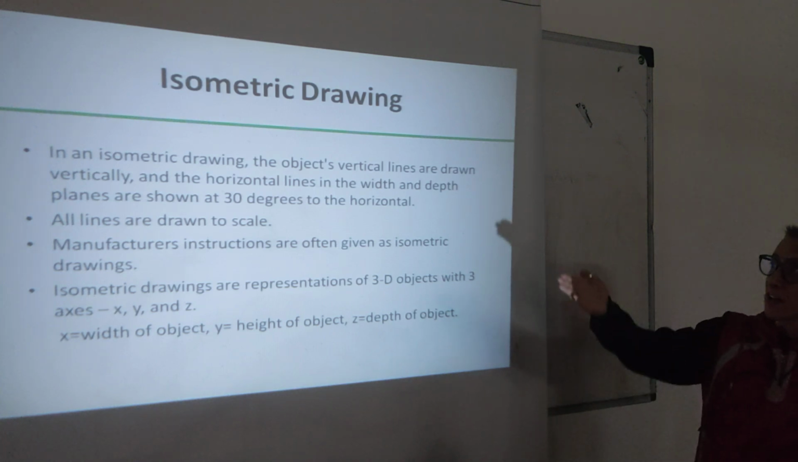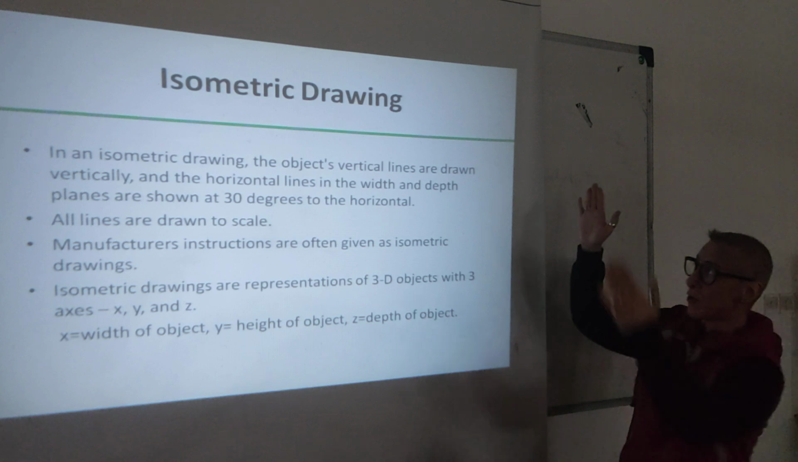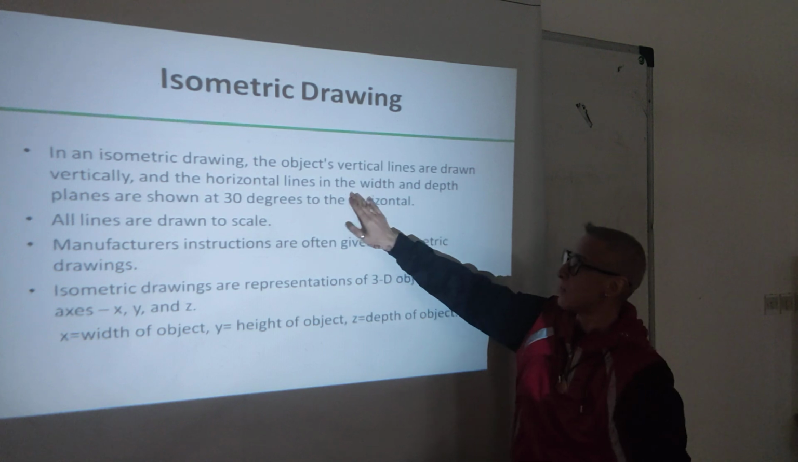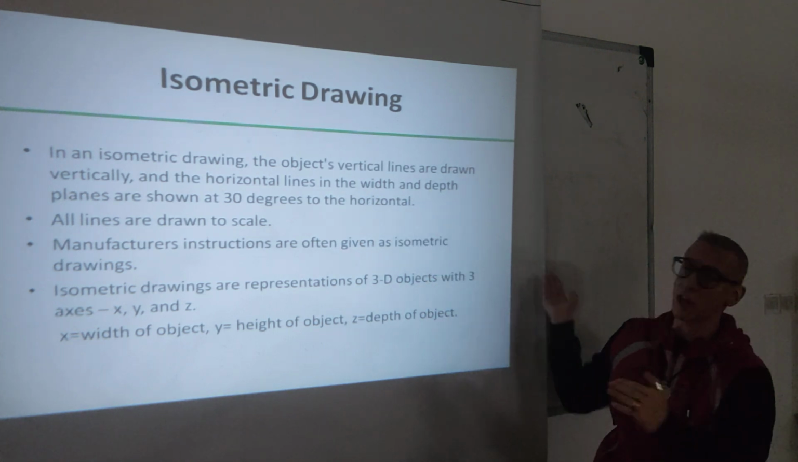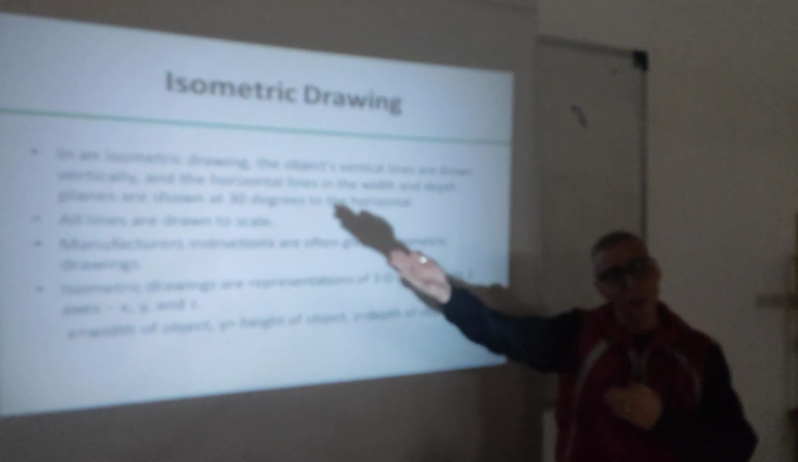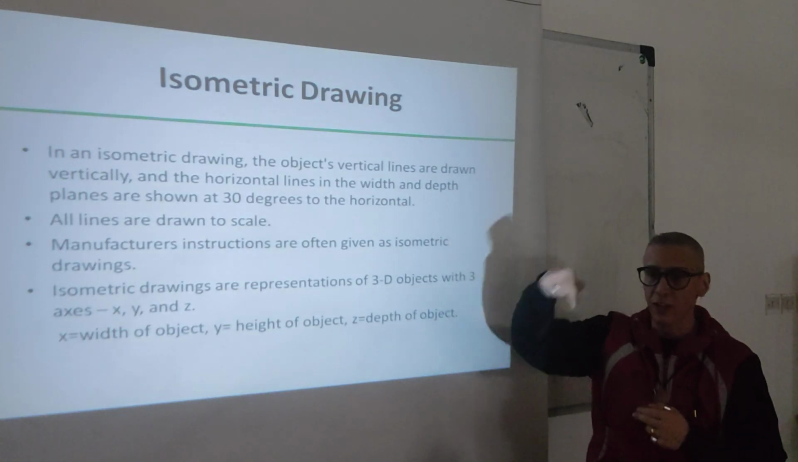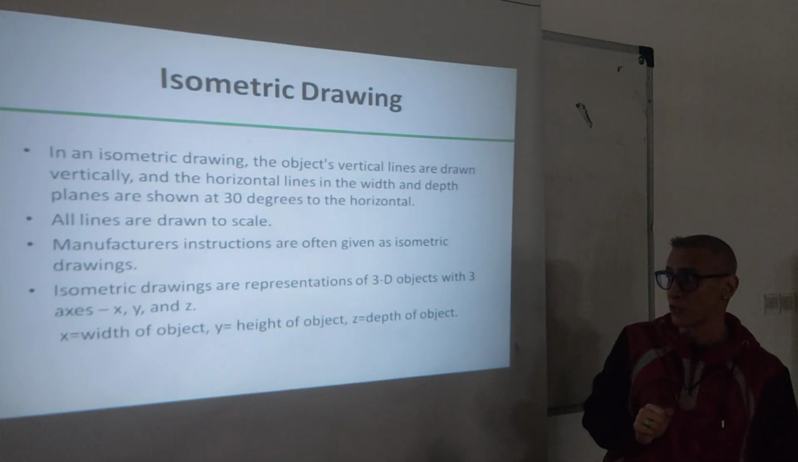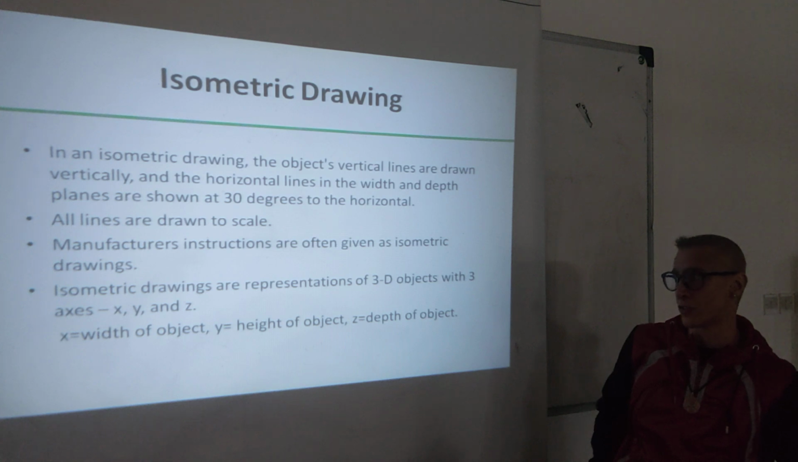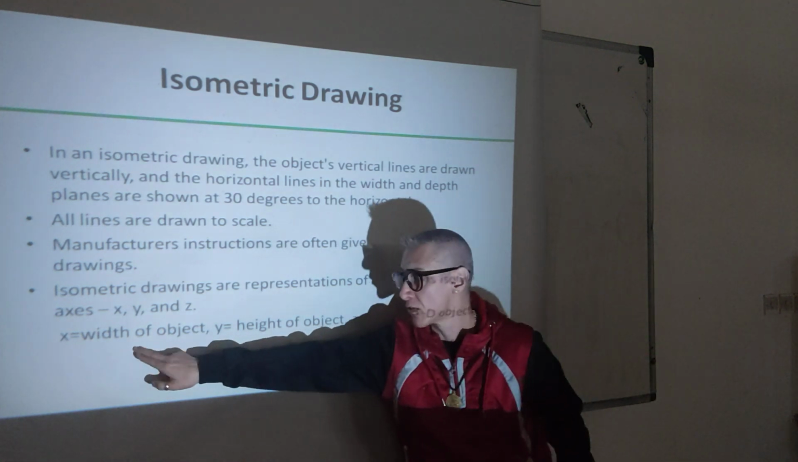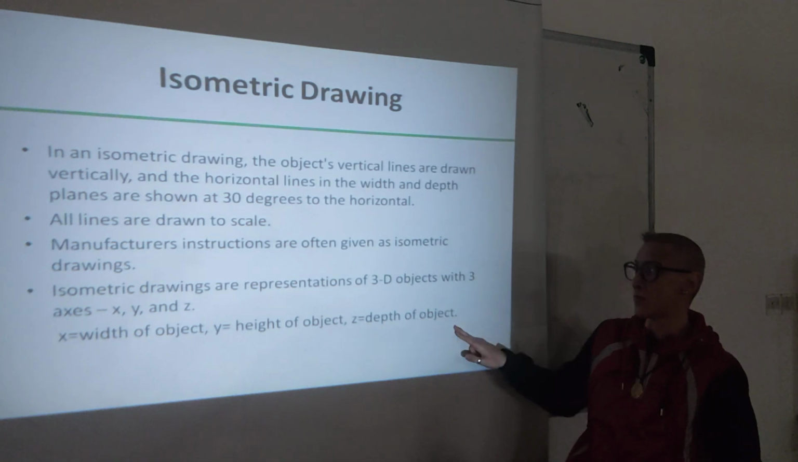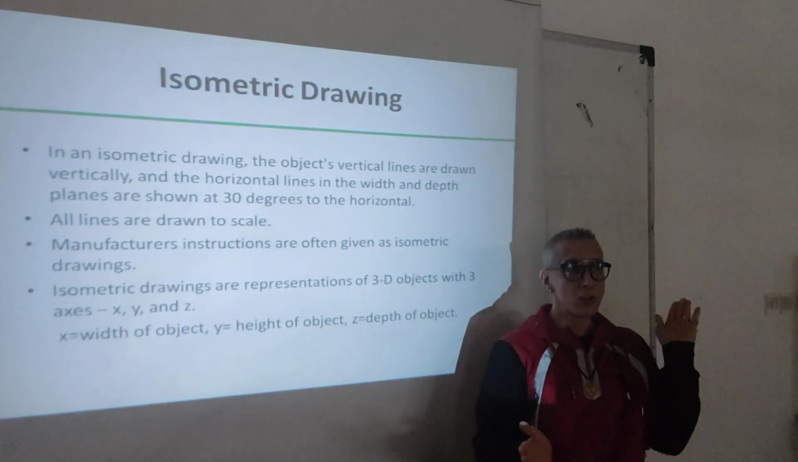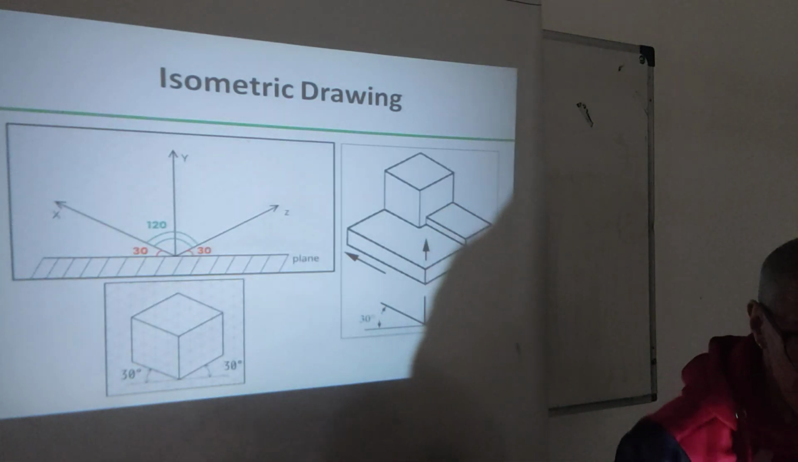So, what is an isometric? In an isometric drawing, we already know the object's vertical lines are drawn vertically, and the horizontal lines in the width and the depth planes are shown at 30 degrees. We know that. 30 degrees from here, 30 degrees from here. And all the other lines are vertical. We already know this information, but here it is given to you as a summary. So we have 3 axes, the width, the height, and the depth. The height of the object is the first stage, and then the other 2 are at 30 degrees. Like this.